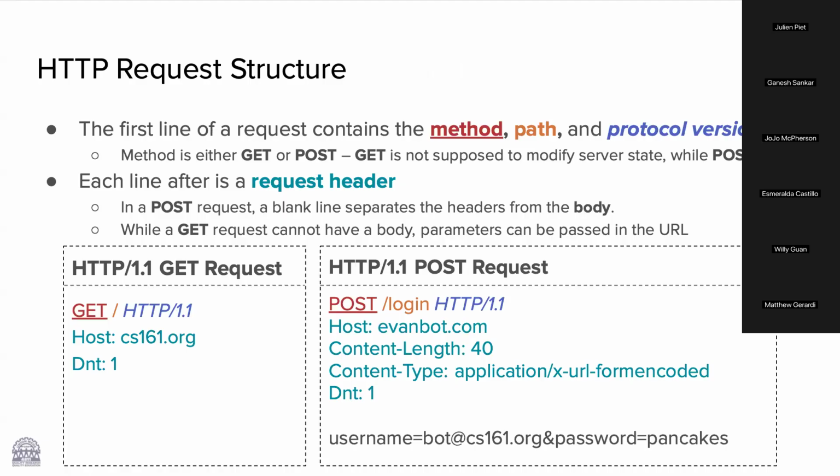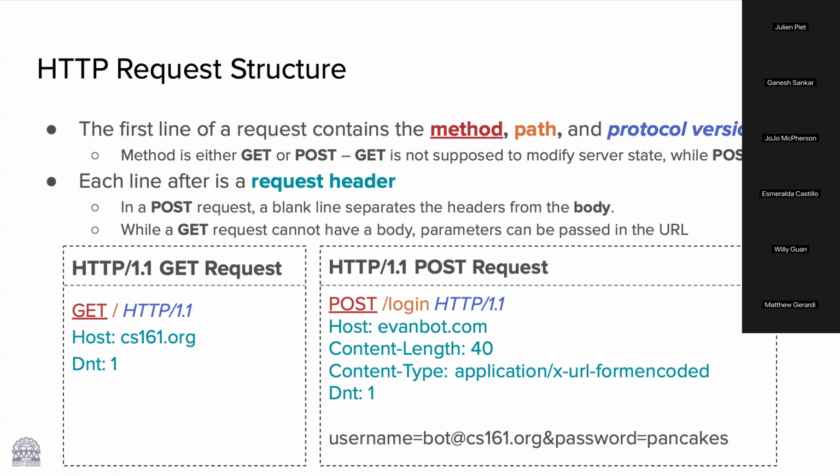So the structure for a request, and this is basically the same across the board, is that you specify first what method you're using, the path, so that's the path part of the URL, and then the protocol version. Now, what really matters here is method and path. Protocol version is not very useful here, but this is just to say what you're doing, right?